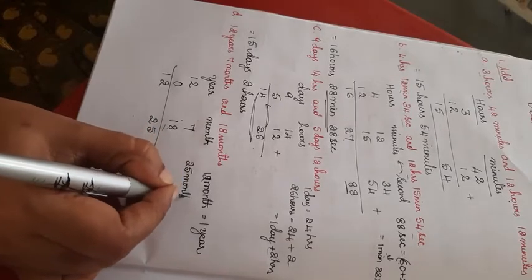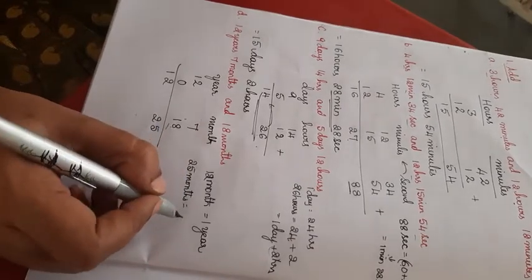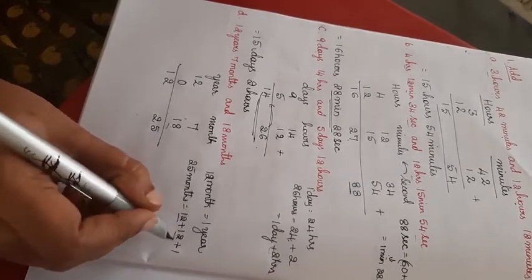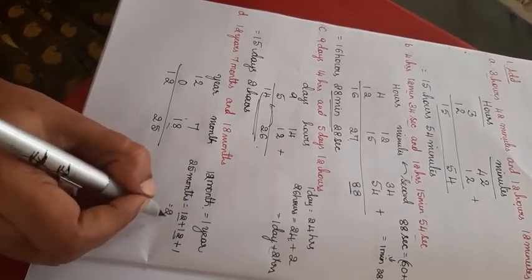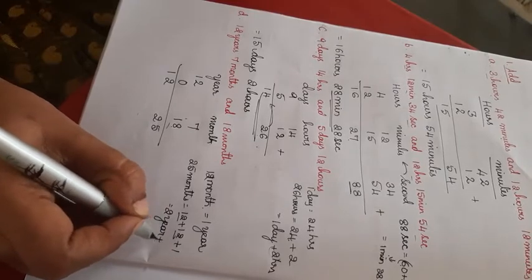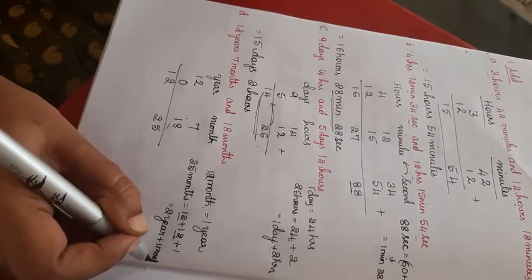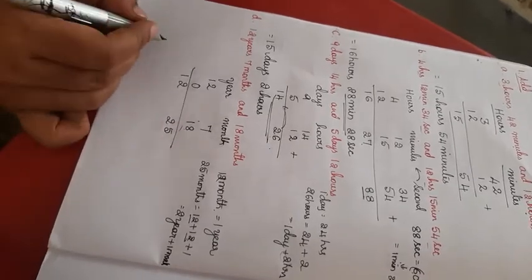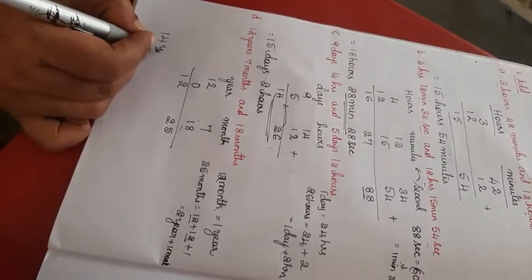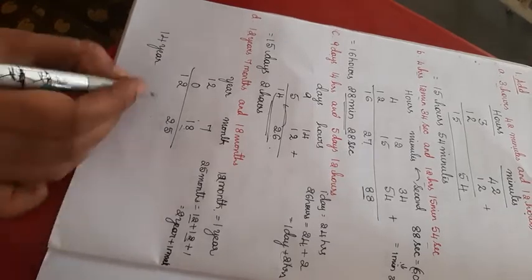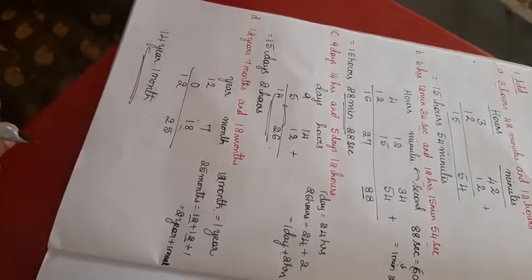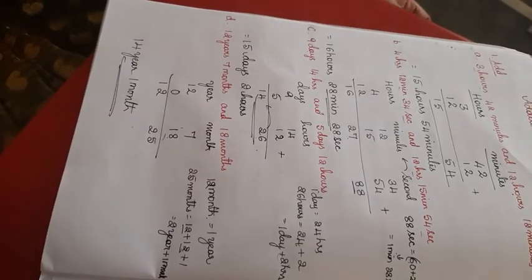So 25 months means how many years will be there? 12 plus 12 plus 1. So 12 plus 12 is equal to 2 years. 2 years plus 1 month. So the 2 will be shifted to the years side. 12 plus 2 is 14 years. Then what is remaining? 1 month. Okay, 14 years and 1 month.